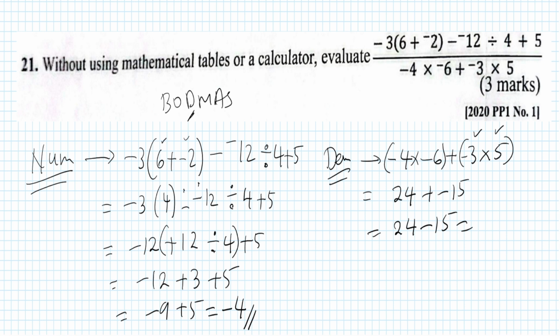Yes, it's 8. It's 9, sorry. So it's 9. Okay, and therefore you'll take numerator divided by denominator. So you take -4 over 9.